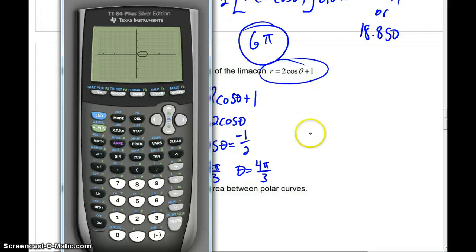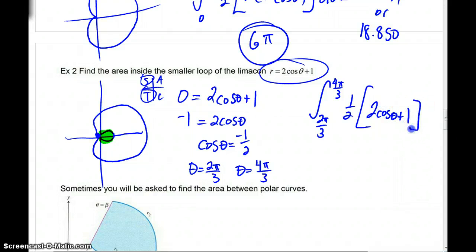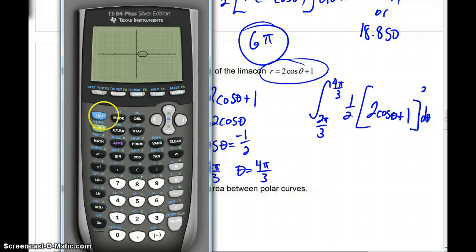So there's a little bit of algebraic solving that we'd have to do. Let's just say that we're going to go from 2 pi over 3 to 4 pi over 3. We'll have 1/2, and here's (2 cosine of theta plus 1) squared d theta. Again, we very quickly could let the calculator evaluate that area. Let's hit second enter again. And the wonderful thing about this is that the area of a polar curve is always 1/2 r squared, and you've stored your r in r1 now.